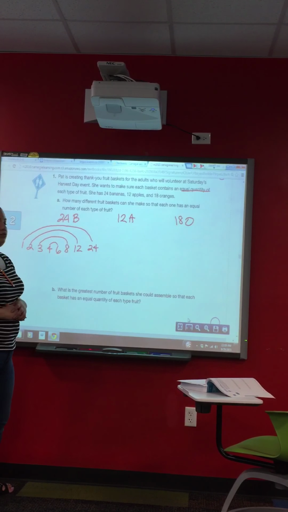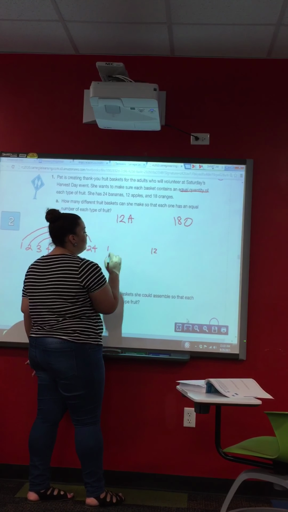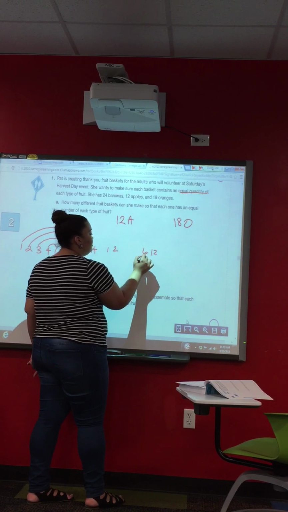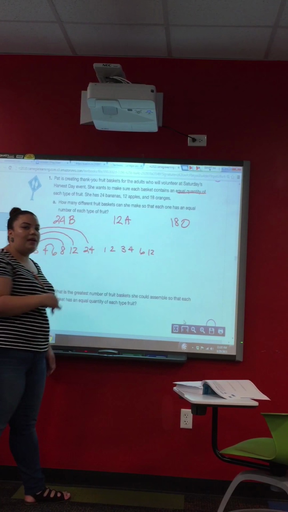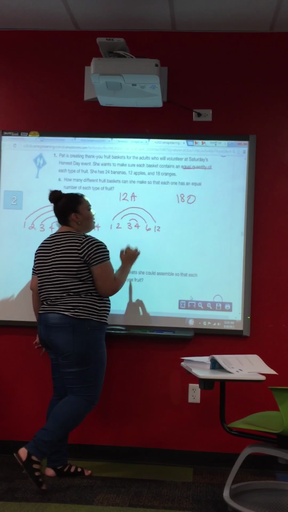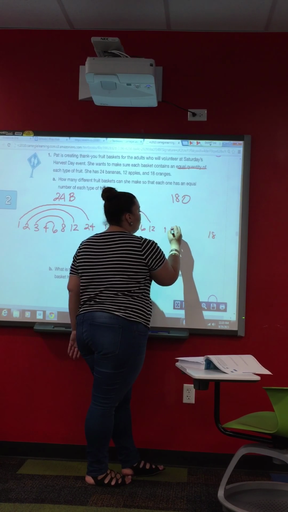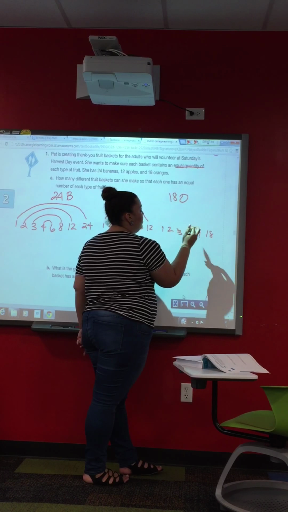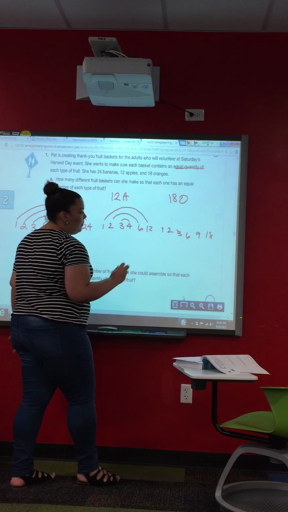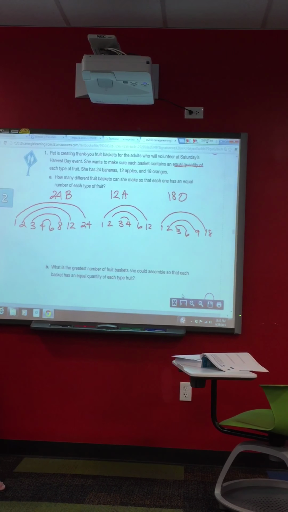Then I move on and I do 12. I know that 1 and 12 are factors, 2 and 6, 3 and 4, and the fact that 3 and 4 are next to each other makes us know that we can stop right there because they're going to connect. And last but not least, we have 18, 1 and 18, 2 and 9, and then 3 and 6, and we can stop it right there. I'm going to connect my rainbow, and boom, we've created 3 rainbows.